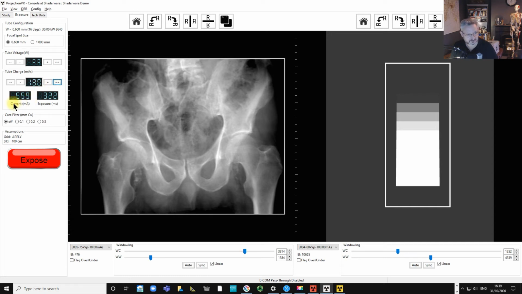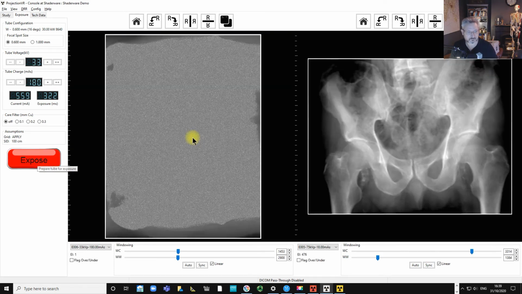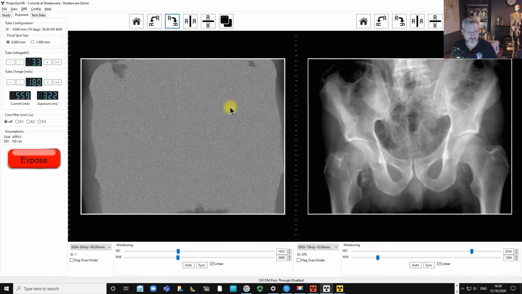So we're now putting a huge tube current on, so the filament is burning really bright, generating huge amounts of electrons per second. The exposure is going to be 1/3 of a second long, so we're going to get a huge number of electrons making the journey across the tube. Okay, so many more X-ray photons. Oh wow, look at that. We've got a very grainy appearance here and absolutely no detail whatsoever.